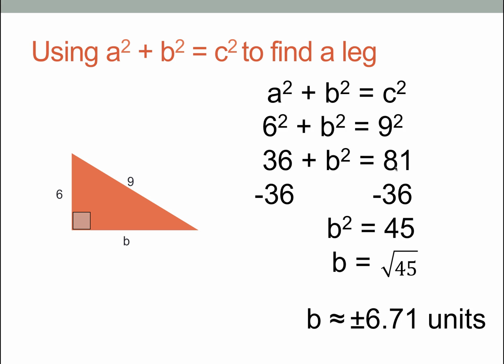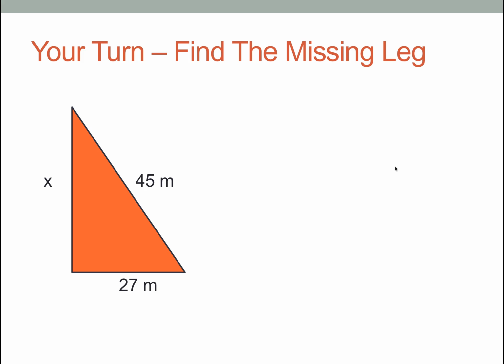So when you put it in the calculator, you'll find that b is, I'm rounding here, roughly equal to plus or minus 6.71 units. And because I know that we can't have negative units, I'll just say that it's 6.71 units. All right, so now it's your turn.